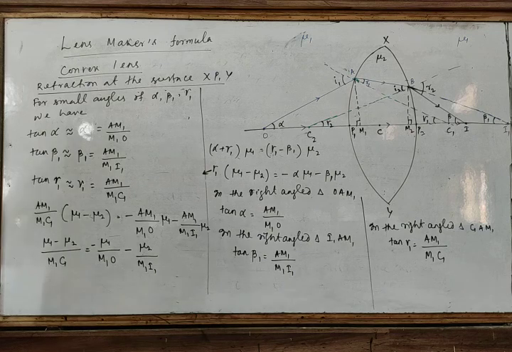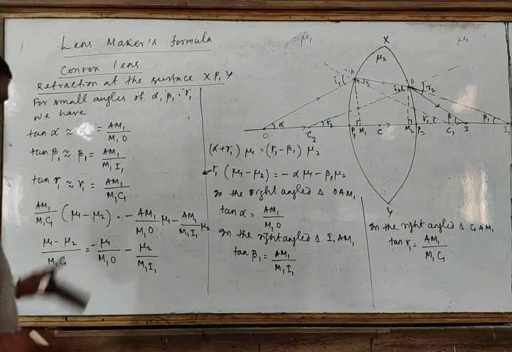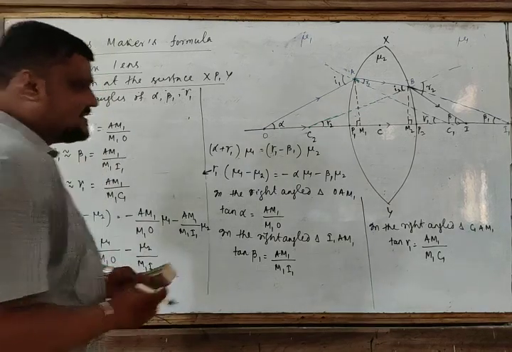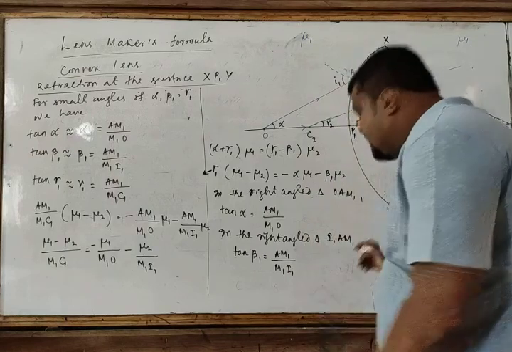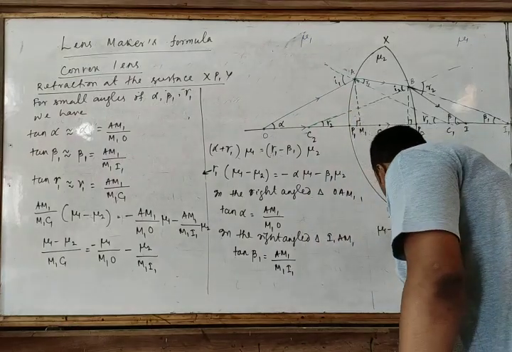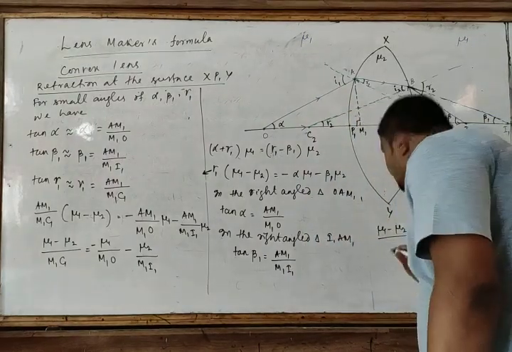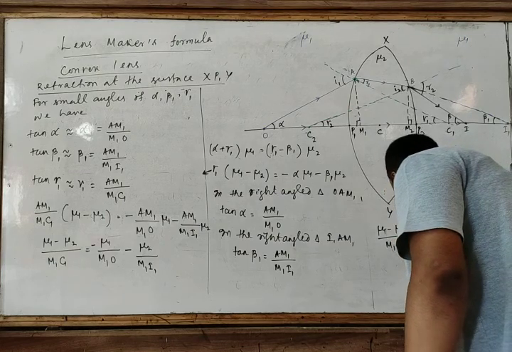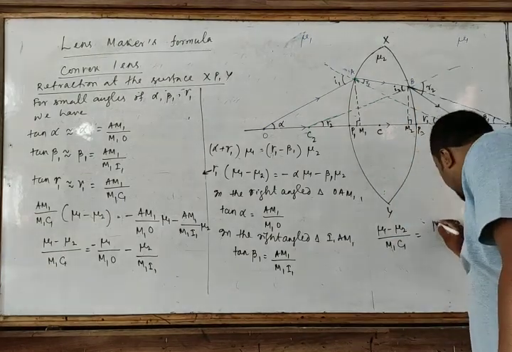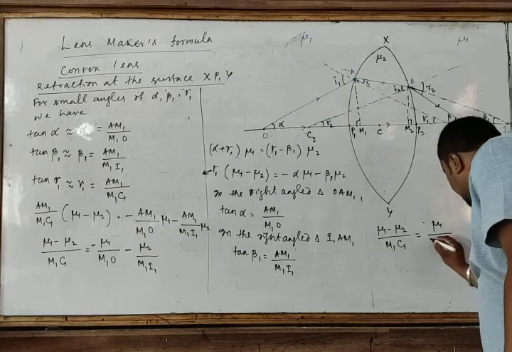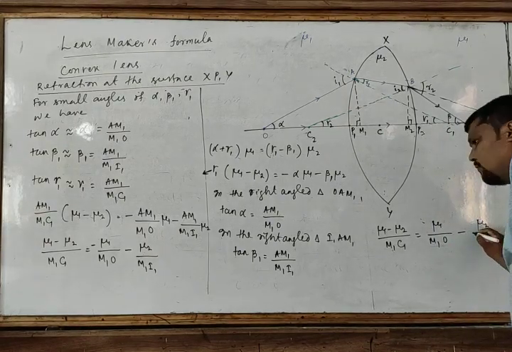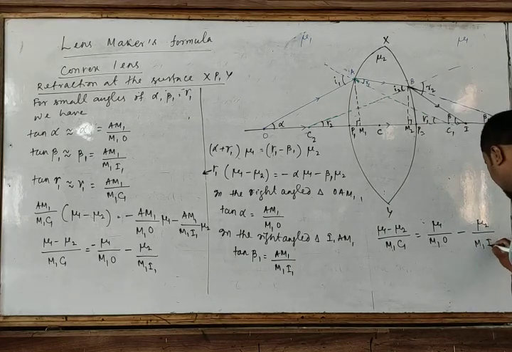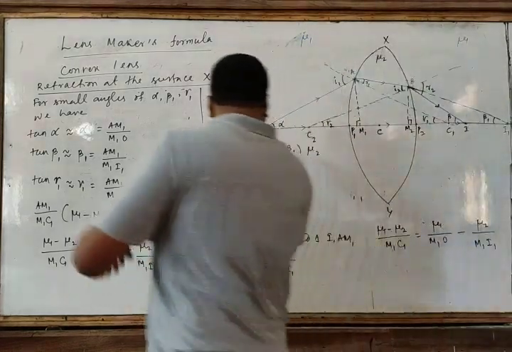Now after getting this expression, I can write it at the side. What is the final expression I got here? Let me write here. Mu1 minus mu2 divided by M1C1 is equal to mu1 by M1O minus mu2 by M1I1. Clear? Now this is the expression.